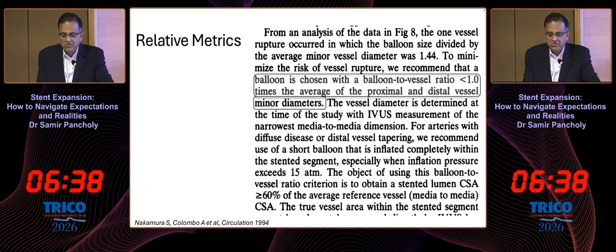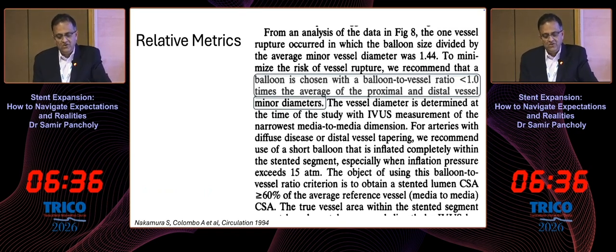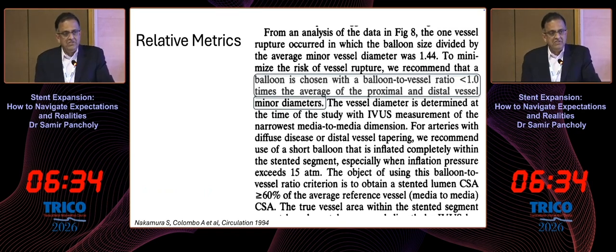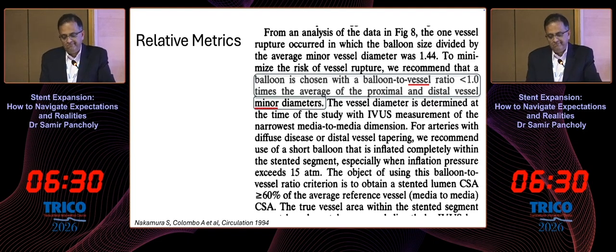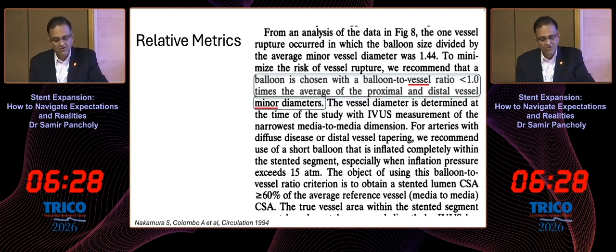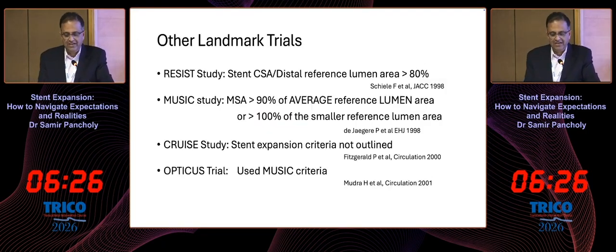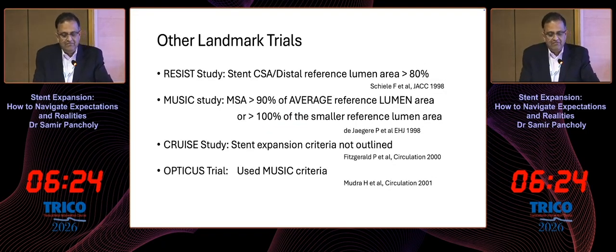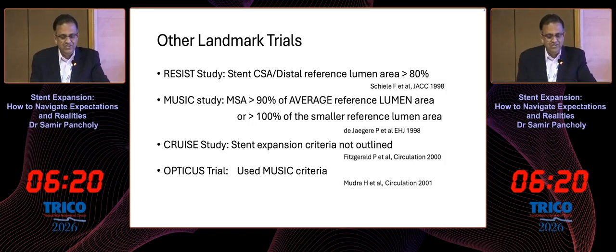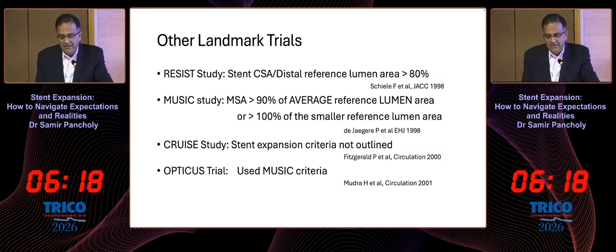The balloons were chosen with the balloon to vessel ratio of less than 1 of the average of proximal and distal diameters. And then, again, a lot of confusion. Vessel, lumen, major diameter, minor diameter. As a fellow at that time when I was learning, I had very little clarity on what to take home with this.